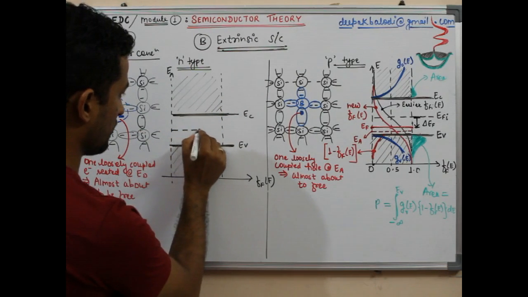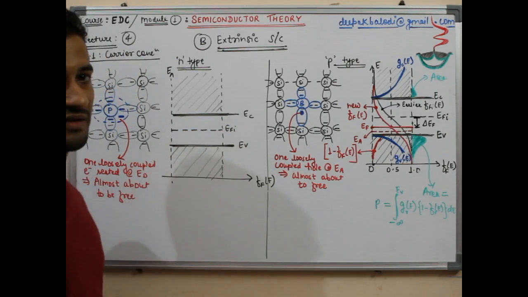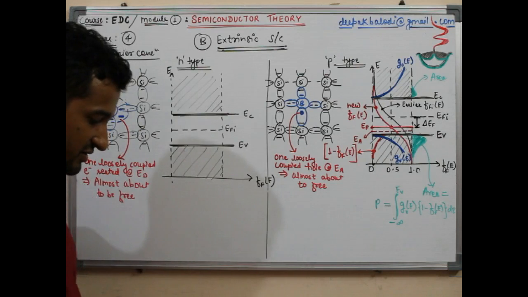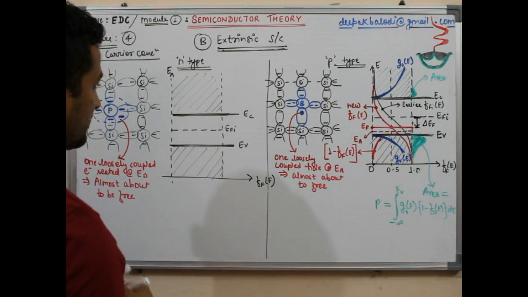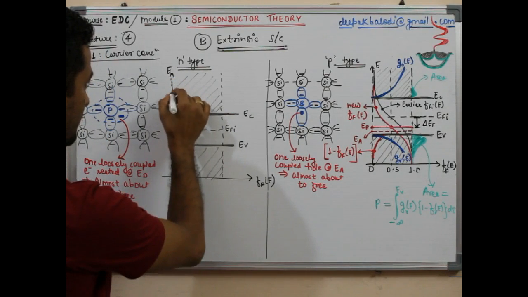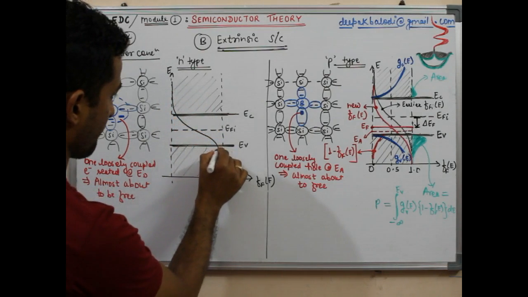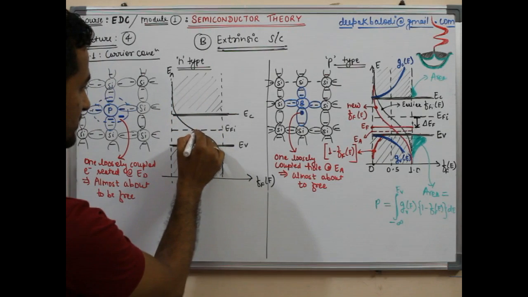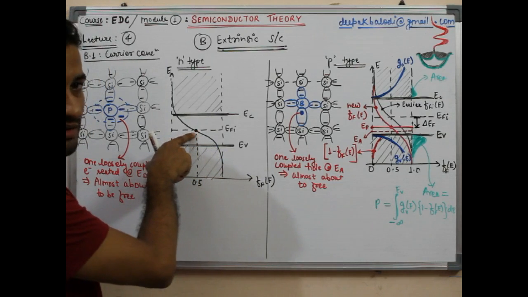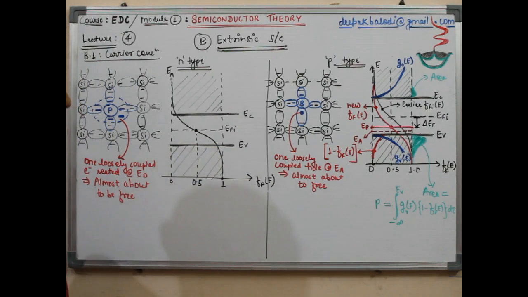Initially, when it was intrinsic, there was some EFI, the intrinsic Fermi level. Now because we are doping phosphorus, it is going to become extrinsic. When it was intrinsic, we had a Fermi level profile like this. It was passing through this point, and the probability of this level being occupied was exactly half, meaning 0.5. We have already seen that.